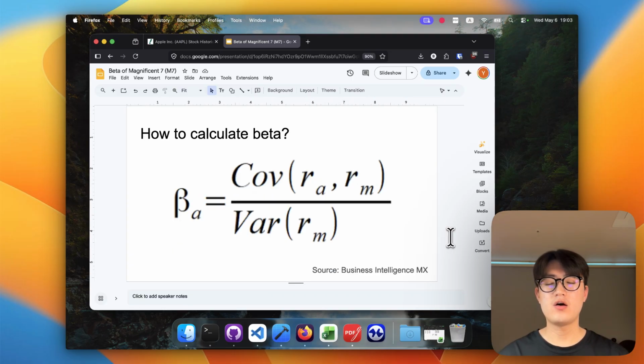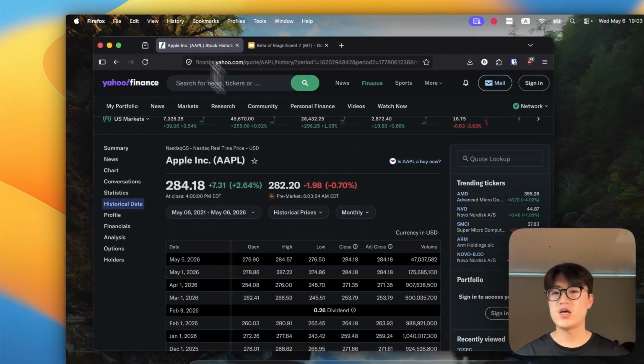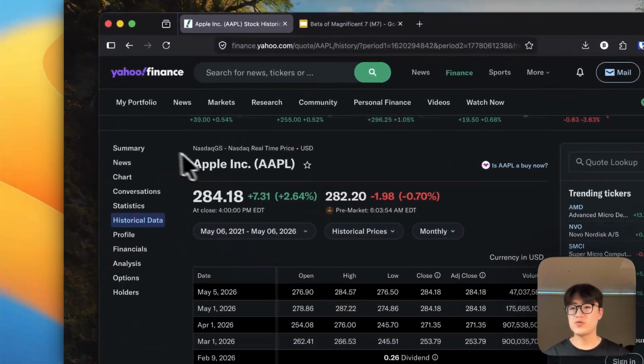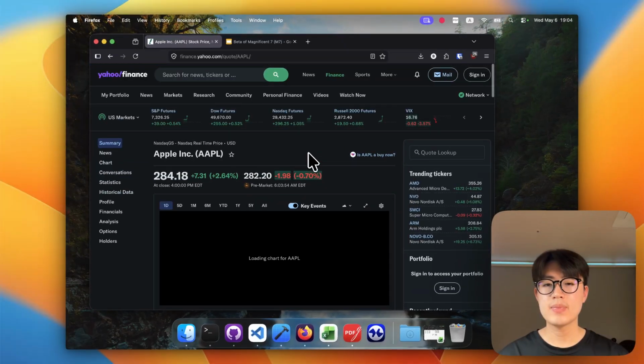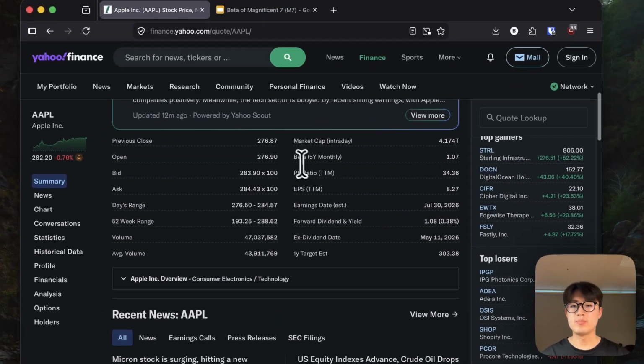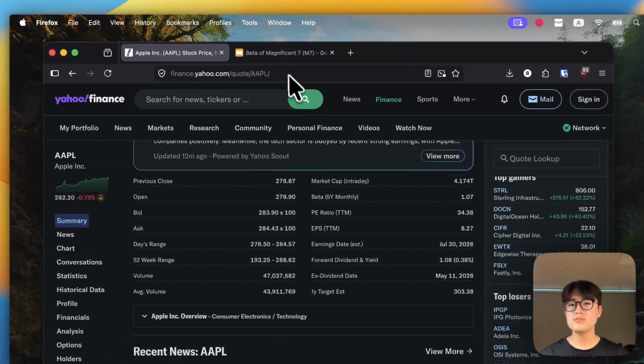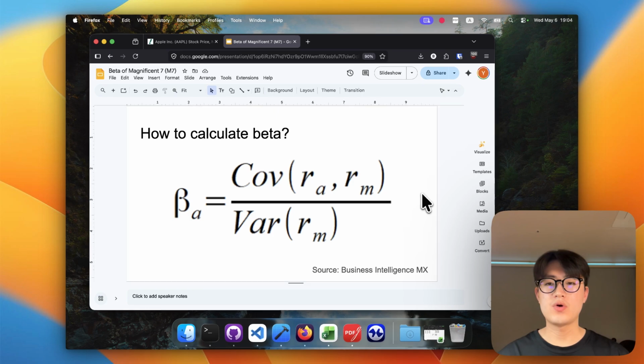So before checking out how to calculate beta, let's go to Yahoo Finance, and we're going to analyze Apple right here. If you go to summary, we can see the beta of Apple, which is 1.07. So, the method of calculating beta: beta is the covariance of the return of the single stock and the market return divided by the variance of the market return.